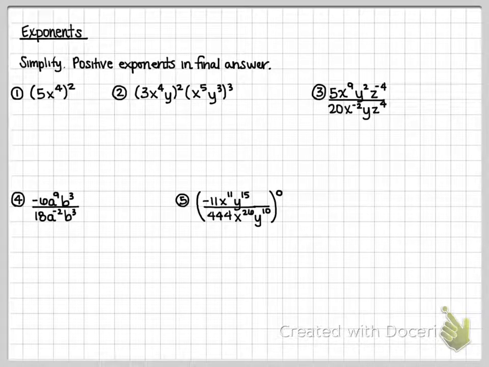All right, we need to be able to simplify exponents here, so we're just going to go through a couple of examples showing the different levels of questioning that could be asked. So, the first problem is going to be the quantity 5x to the fourth, all squared.